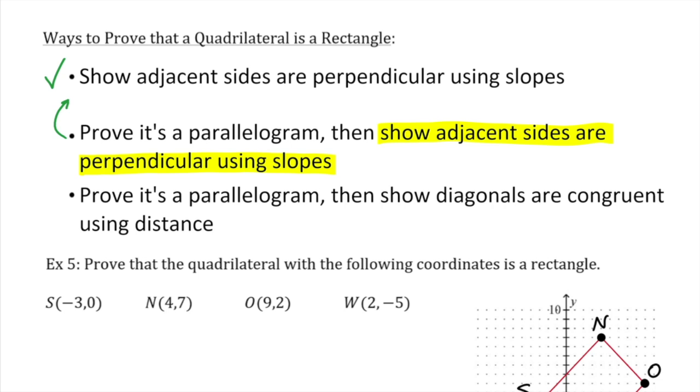And last but not least, we could prove it's a parallelogram, then show the diagonals are congruent using distance. Again, we're not talking about distance that much, so we're not going to worry about that piece. But that is another way that you could prove something's a rectangle.